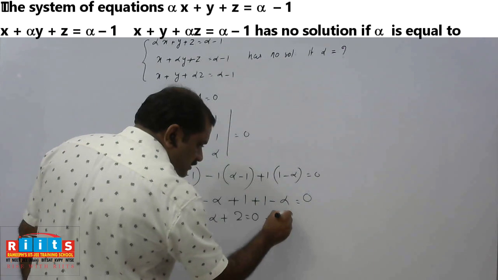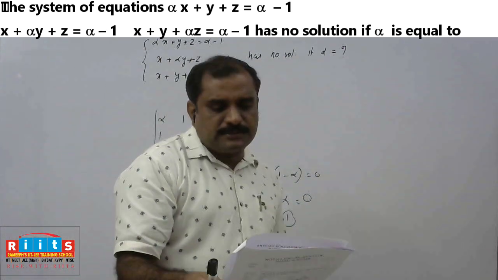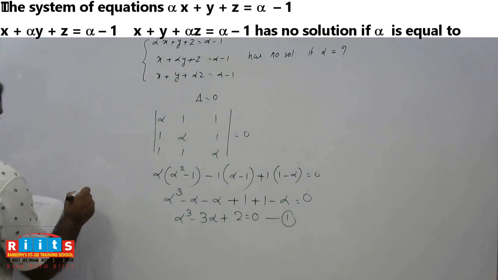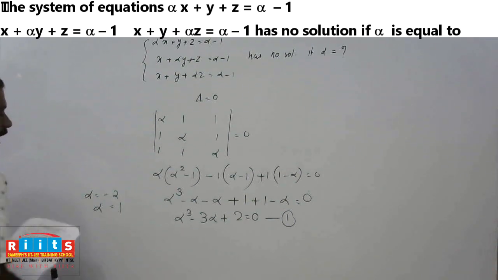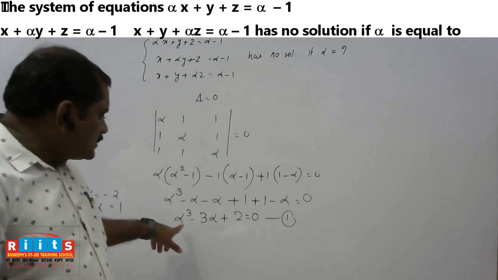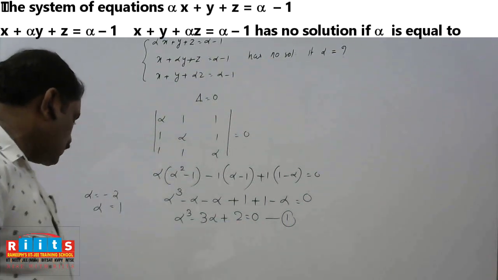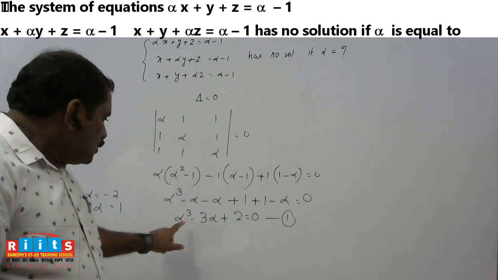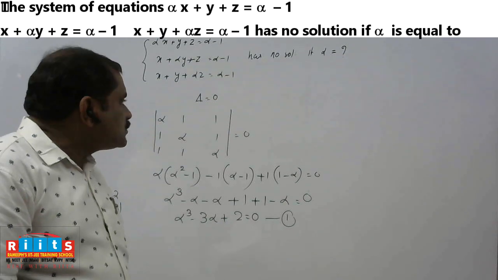Please listen, students. Then using back substitution method, we obtain alpha is equal to minus 2 and alpha is equal to 1 as two solutions of this cubic equation, alpha cube minus 3 alpha plus 2 is equal to 0.